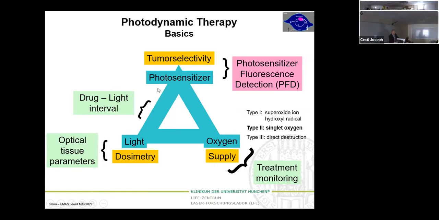Interestingly, a lot of these photosensitizers also fluoresce. So this is a competitive reaction. From the physics point of view, we need light dosimetry concepts. And we also need anesthesia to make a very good oxygen supply within the tissue. These are the basic principles of PDT.